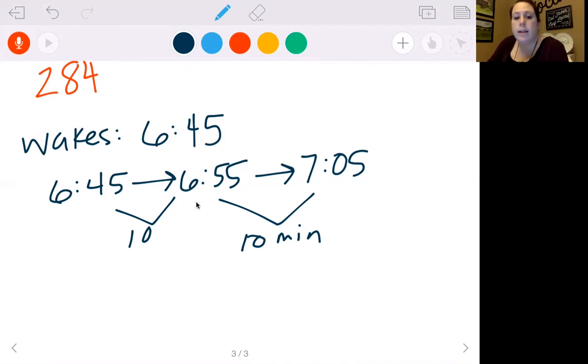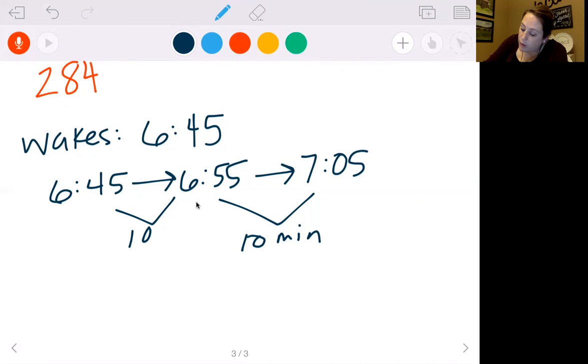That'll come as you get more practice. So 10 and 10 is 20 minutes. I know that it takes him 24 minutes to get ready. So 7:05 plus 4 minutes is 7:09. So at 7:09, he is ready to go for school.